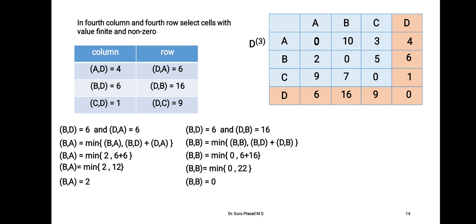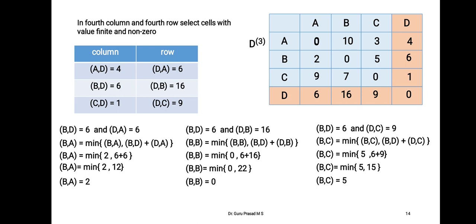Next, row second value, column second value and row second value. B comma D equal to 6 and D comma B equal to 16. Now we have to compute the shortest distance between B to B. The shortest distance between B to B is 0.